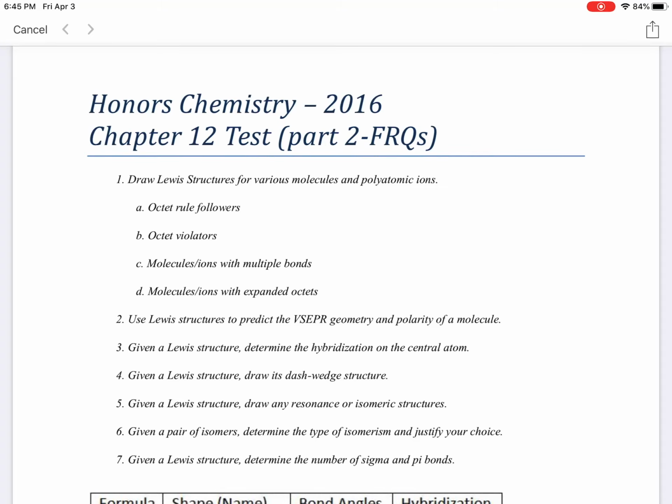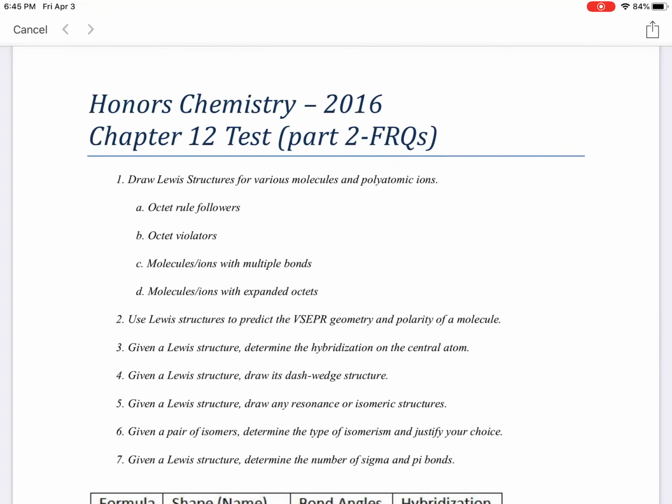All right, so objective 1, draw Lewis structures. So remember, you need your budget of electrons, and then you use that to complete the octets. So there will be those that are really simple that follow the octet rules, those that are violations like boron and beryllium, and those that have expanded octets. Also, those that have double and triple bonds.